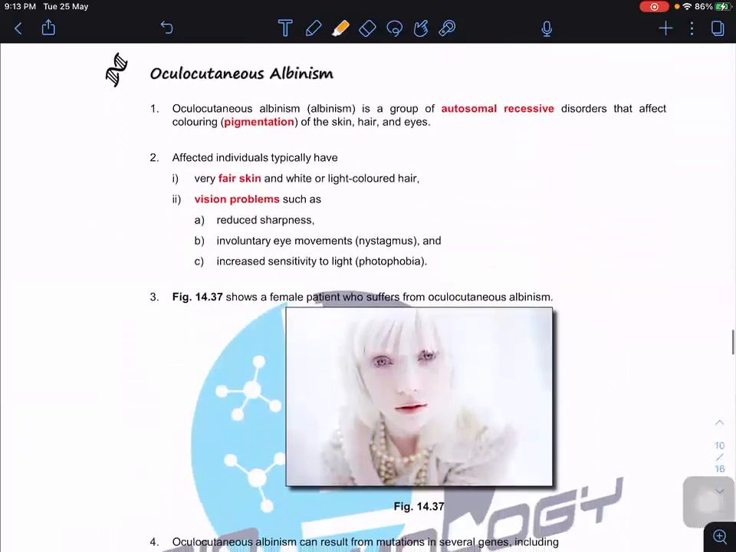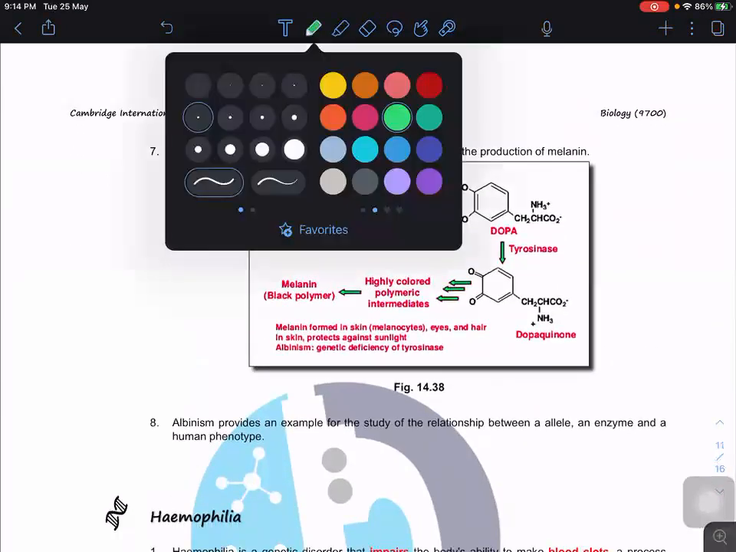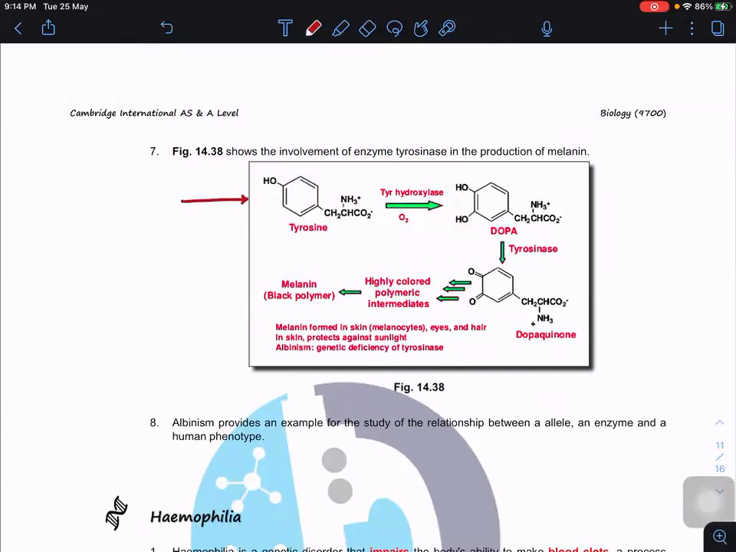We come to the next disease, oculocutaneous albinism. This is a new topic added in the syllabus. Again, it is autosomal recessive, and again it involves pigmentation. If you look at PKU and albinism, they share the same pathway. Before this pathway, we have phenylalanine, which involves PAH. The same pathway, but a different enzyme is affected in this case.